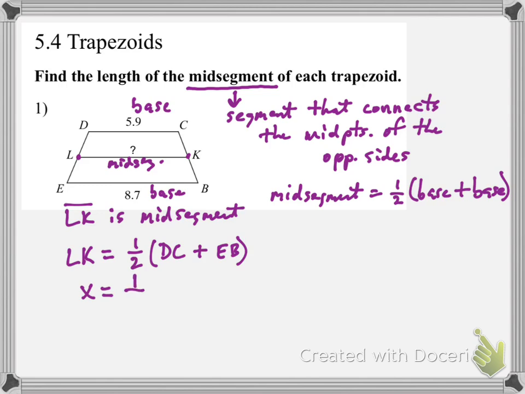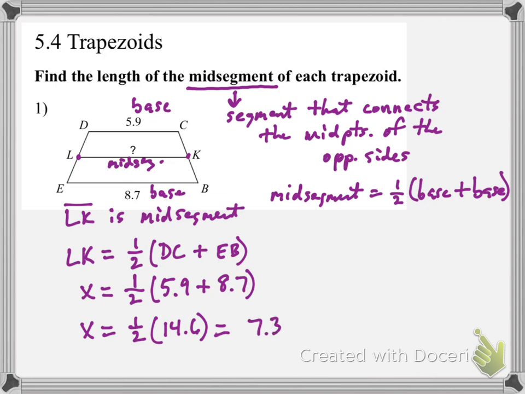Okay. 1/2 times DC, which is 5.9, plus EB, which is 8.7. Well, order of operations, do what's in the parentheses first, although in your calculators, you're probably all going to put it in at the same time. 5.9 plus 8.7 is 14.6. Well, half of 14.6 is 7.3. And that's the length of the midsegment. Okay?